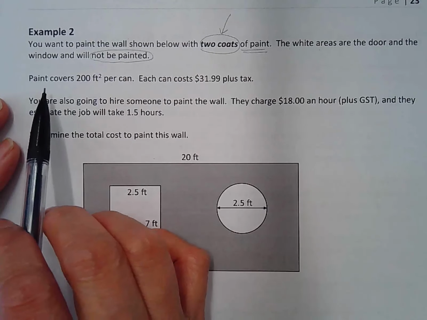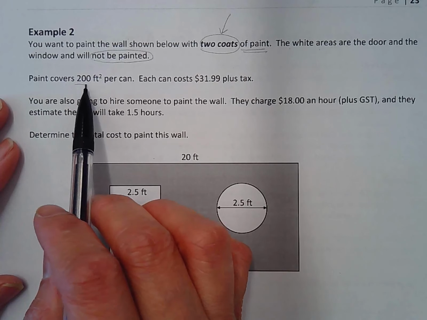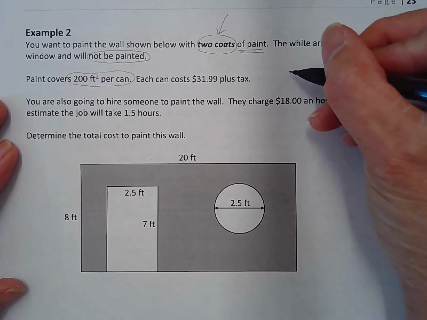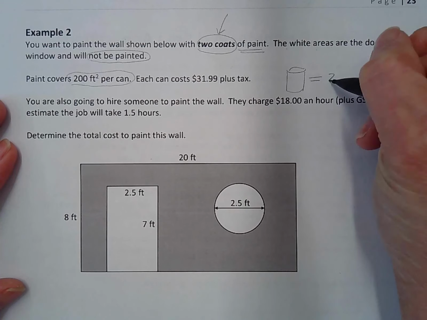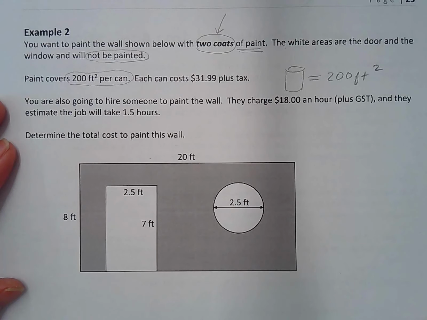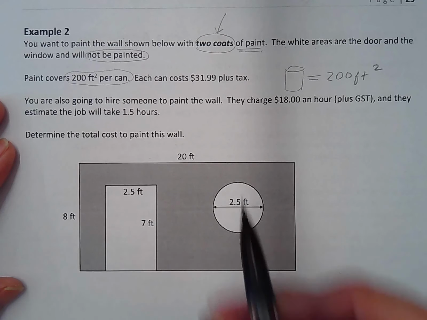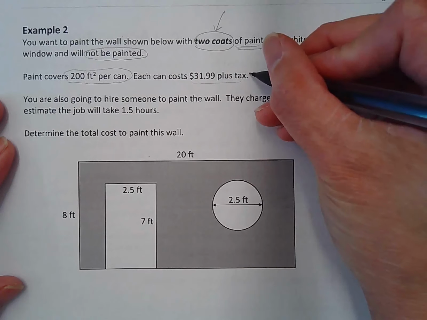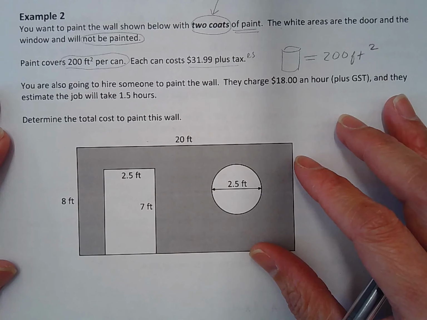Now here's the thing, there's some information given here. A paint covers 200 square feet per can, so each can of paint can only paint 200 square feet. And each can costs $31.99 plus taxes. So they're giving us some information in here.